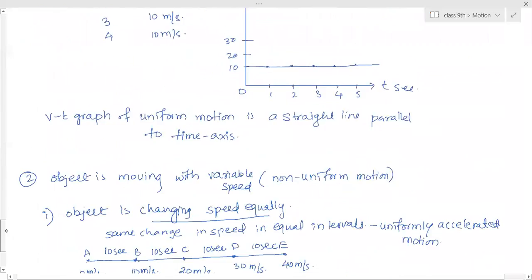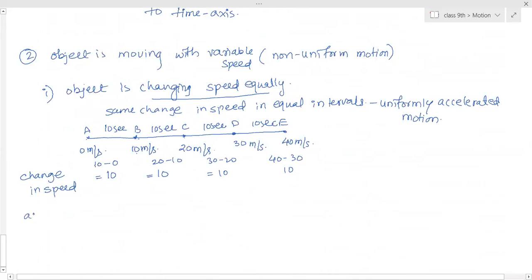And what is acceleration? Acceleration is equal to change in speed by time. So what is the change in speed? 10 meter per second. And in how much duration has it been done? In 10 seconds. So what is the acceleration then? 10 by 10, which is 1 meter per second square.